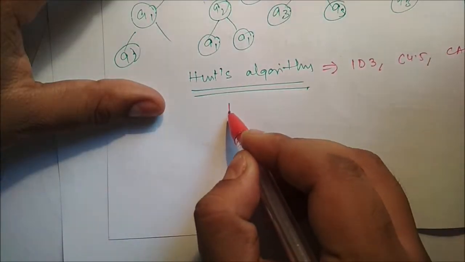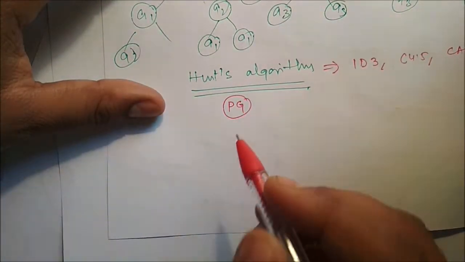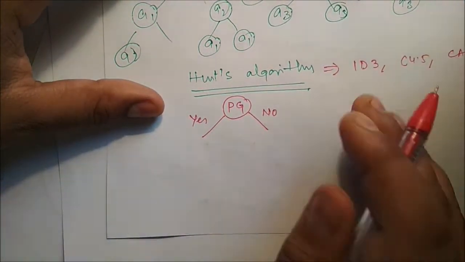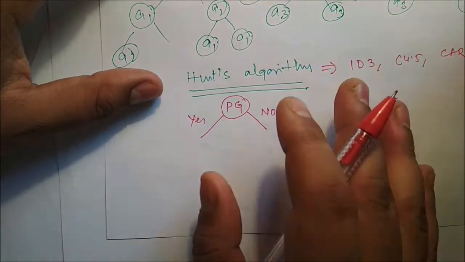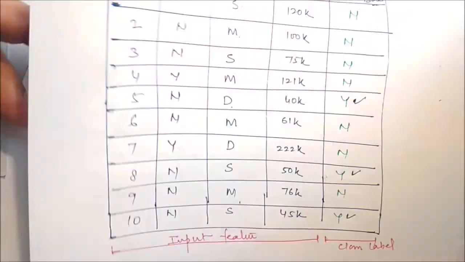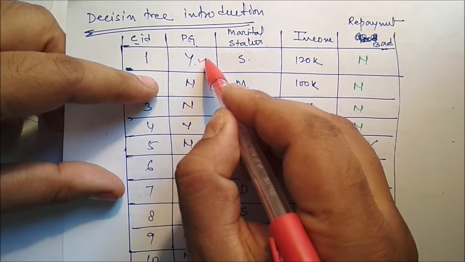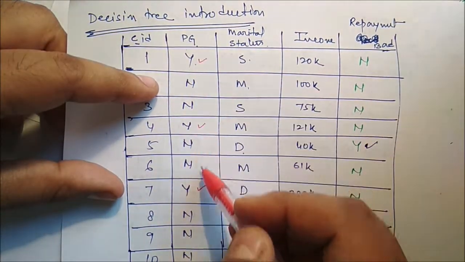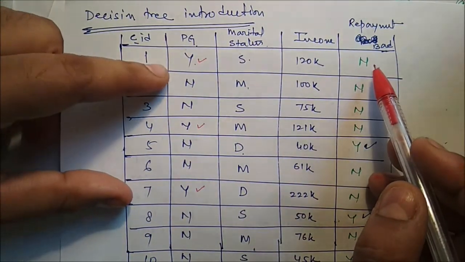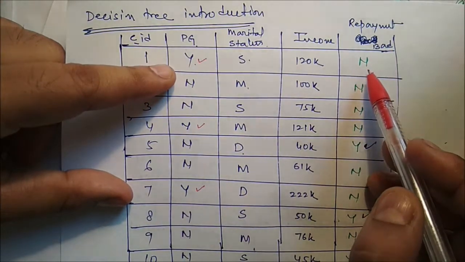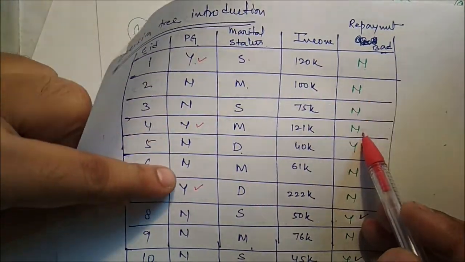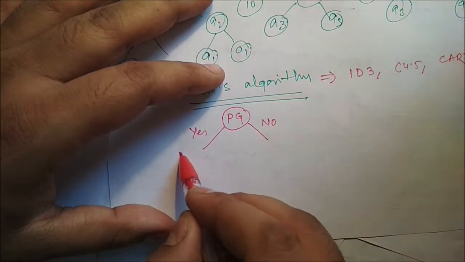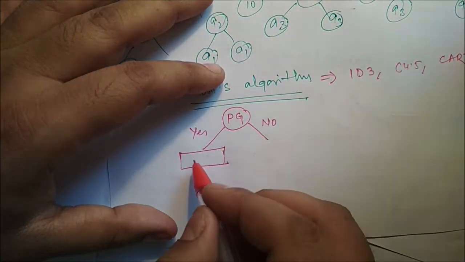You can select whether the postgraduate degree is there or not, so yes and no. Starting with this attribute, if postgraduate degree is yes, you can see 3 yes records, and loan repayment bad is no, no, no, and no. That means in this case, the class will be no.